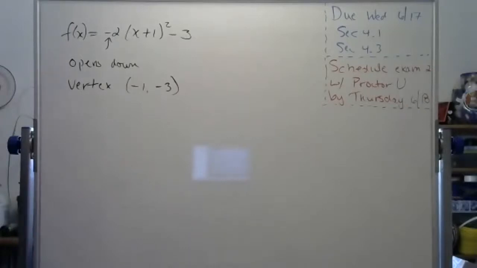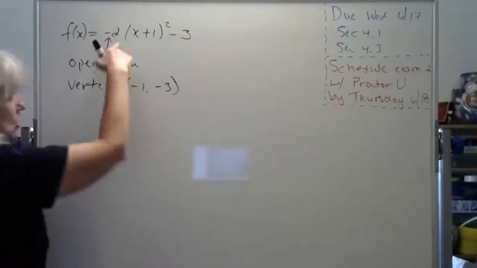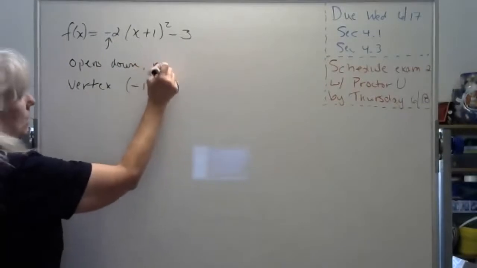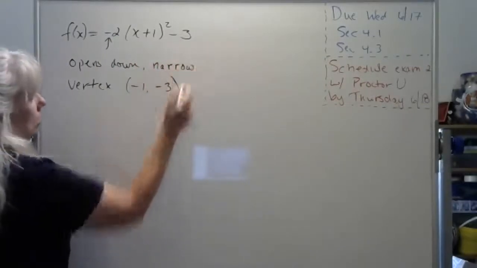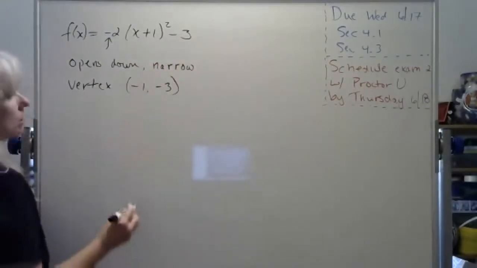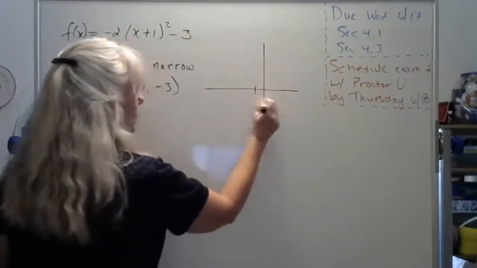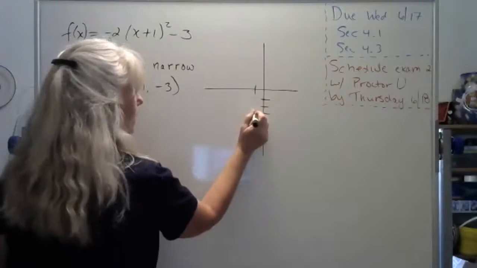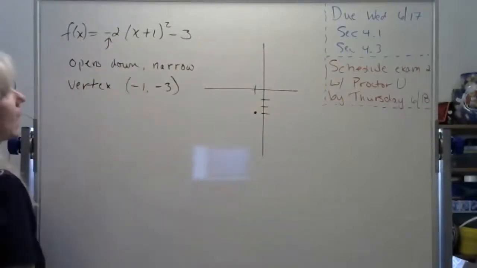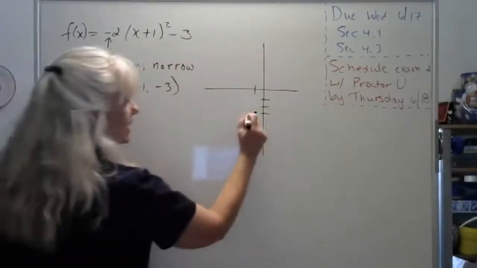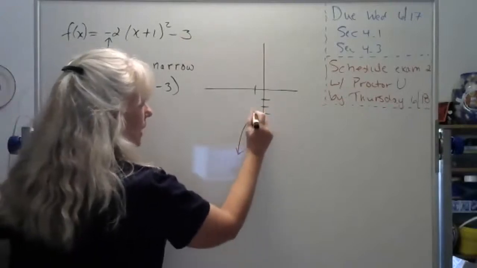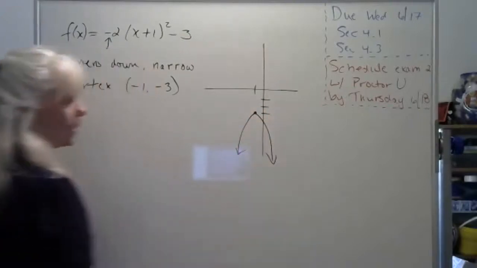So right now we know a lot. Now the 2 that's out in front tells me that it's somewhat narrow. Take that with a grain of salt. So we're going to go over here to negative 1, negative 3. And then we're going to draw one that opens down and is fairly narrow. So at this point, that's what we've got.